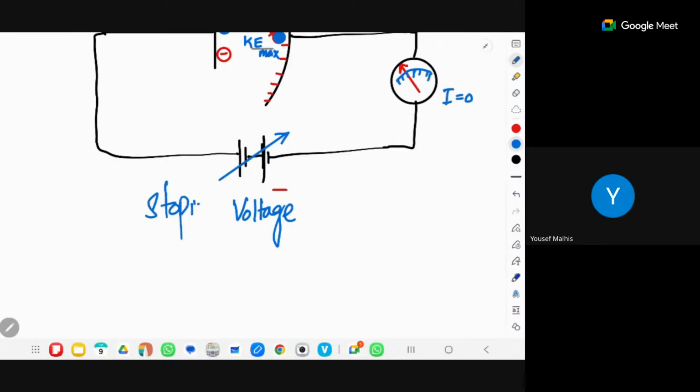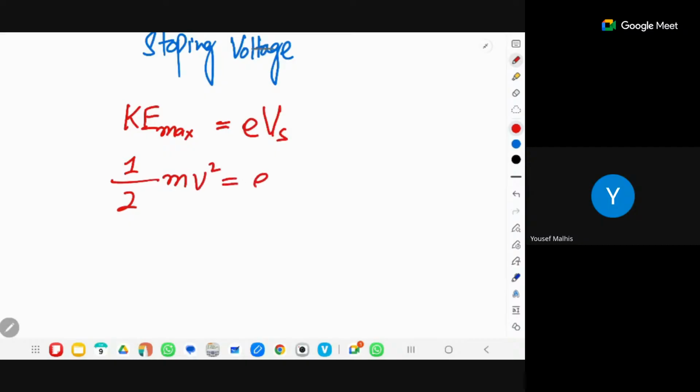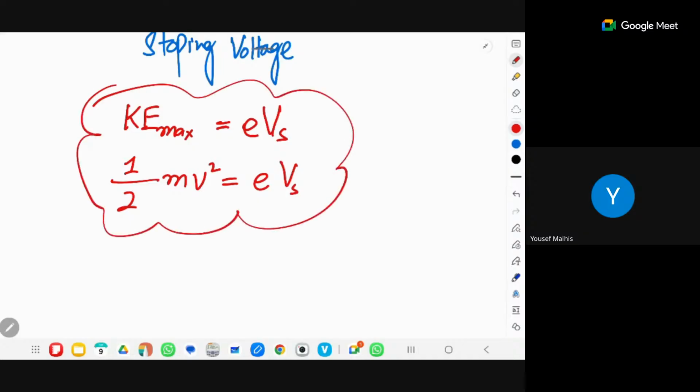What do we call it? We call it stopping voltage. The electrons are stopped from moving. So maximum kinetic energy is equal to e into V stopping, Vs. If you want to calculate the maximum speed of any electron, you can calculate it this way, and you need some voltage across the anode or the collector, and then you can find it all. Is this clear to everyone?